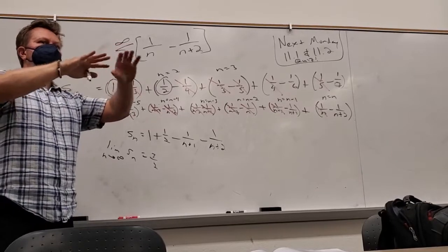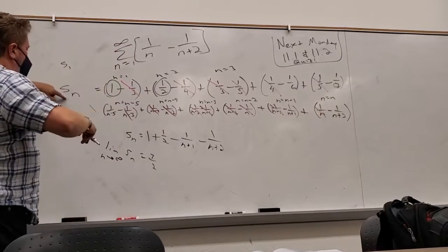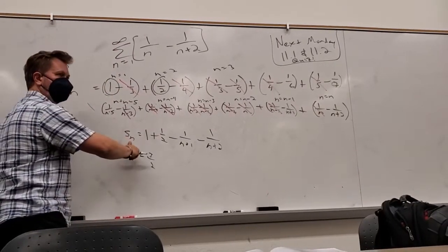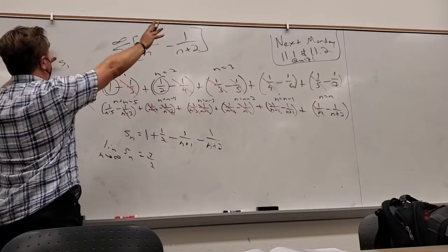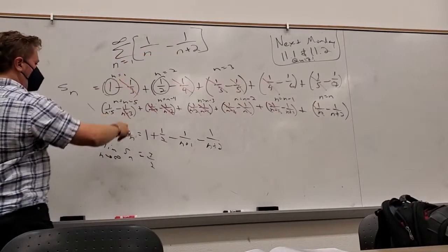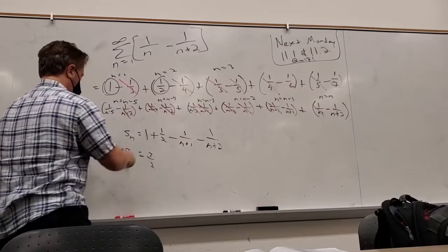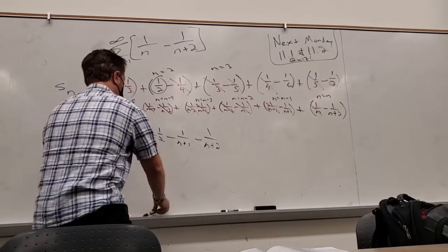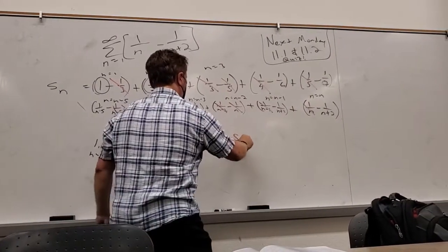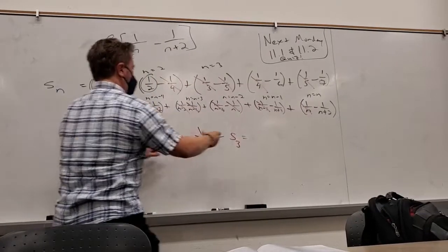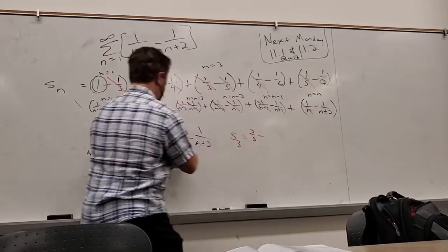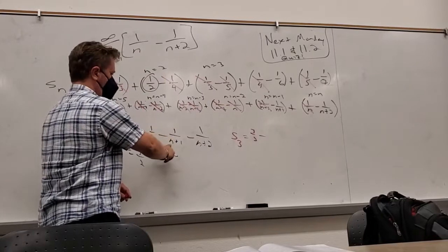So look what we just did. We just figured out the nth sum. If I wanted to add, let's check this. According to this right here, what would S3 be? Just do this directly. What's S3? It'd be 3/2 minus 1/4, yes? n is 3.